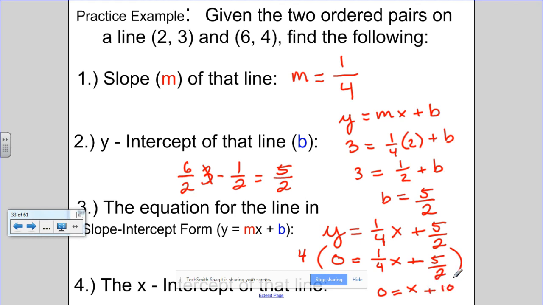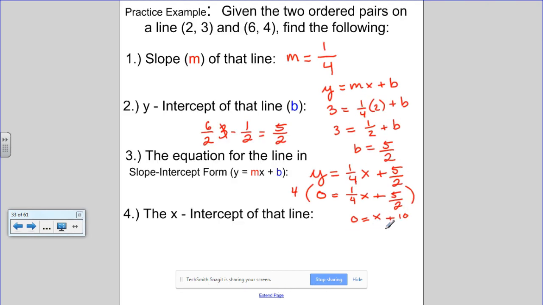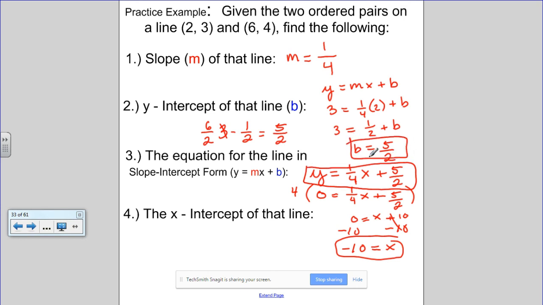I'm going to have to subtract. I'm running out of room here. Let's see if I can extend my page. Got it. Yes. So I subtract 10 from both sides. And voila. My x-intercept is going to be -10. It's going to be negative 10. So I have found everything that I could possibly find about this particular equation.